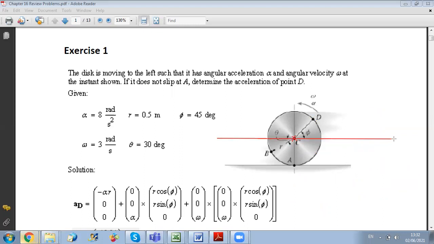And since I have rolling without slipping, I can directly write that the velocity of C is in magnitude equal to omega times R. This is the magnitude of velocity. And the direction is according to the right hand rule. Since A is the instantaneous center, and omega is counterclockwise, the velocity should be to the left. So I can write that the vector VC is minus omega r along I.